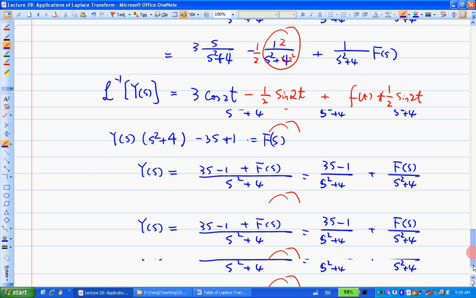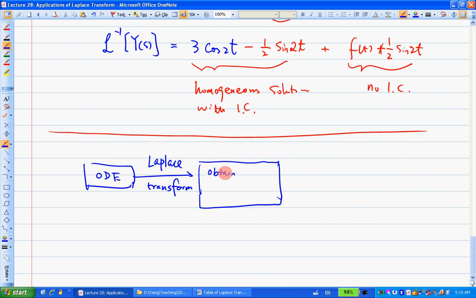So basically, obtain the S function for the output, for example Y of S here. This step is a key step because you need to apply the initial condition. You need to apply the property properly so you can obtain the right Y of S. If you don't have the right Y of S, then all of the next flow won't make any sense.